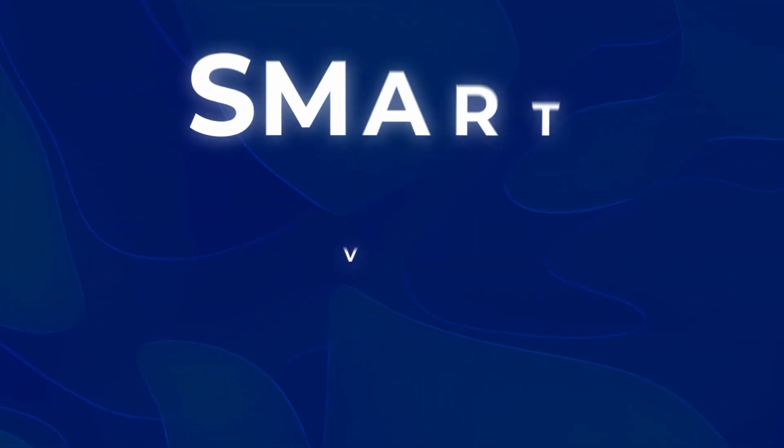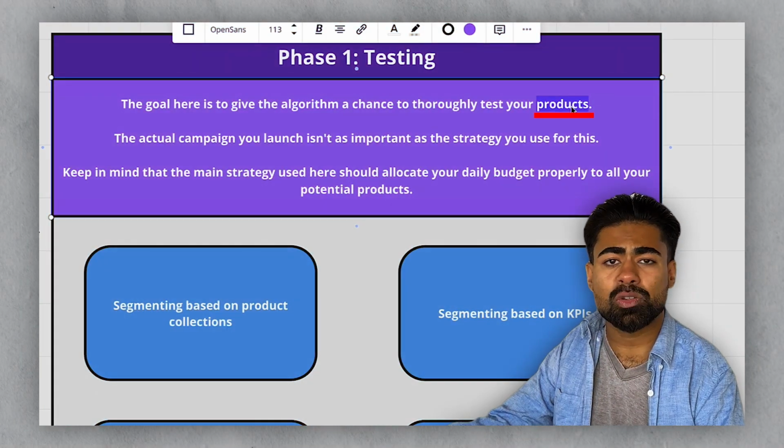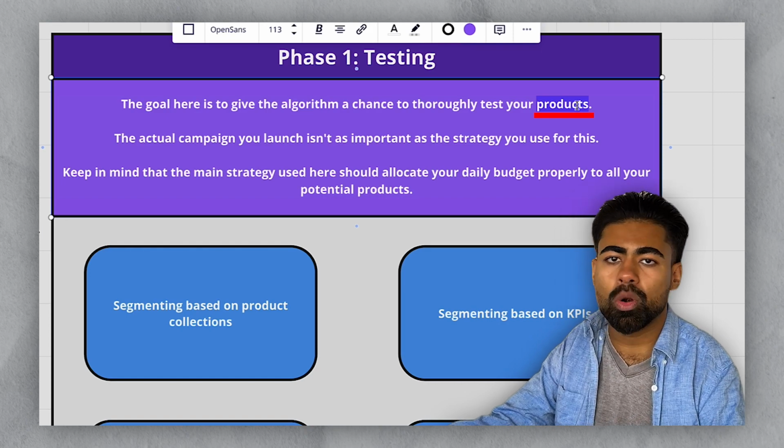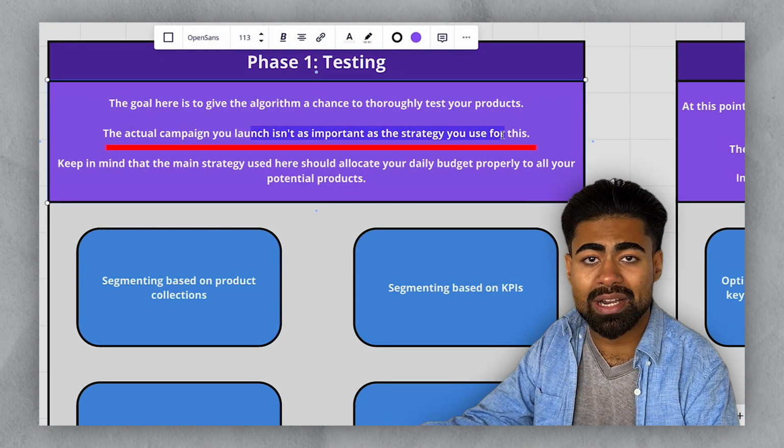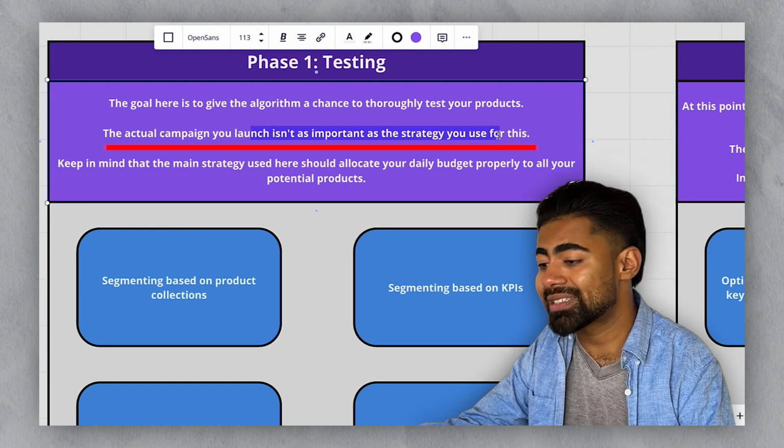It's also designed to help you test out different campaign strategies, like smart bidding versus manual bidding. A lot of e-commerce brand owners get stuck on just the product side of things. That's only one part of testing. You need to incorporate the other parts of testing as well. And when it comes to the actual campaigns, it's really not as important as the strategy you use for the product testing side of things.